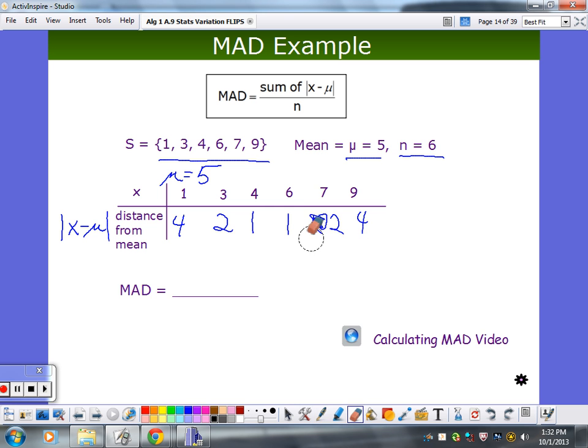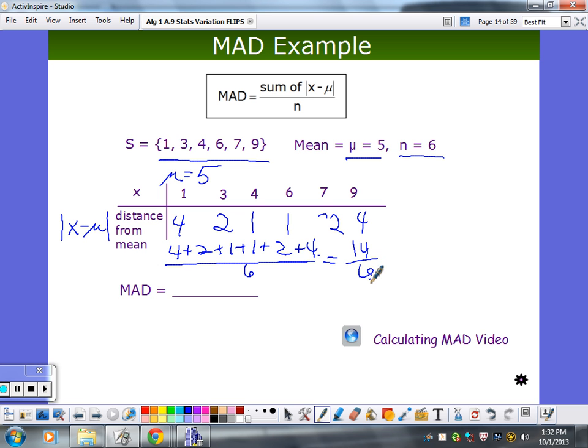So do I have all my distances? Once I have my distances, what do I do? Add them up and divide by 6, my n, because I'm taking the mean of all these points. You take 4 plus 2 plus 1 plus 1 plus 2 plus 4, divide by 6. The top adds up: 4 plus 2 is 6, plus 1 is 7, plus 1 is 8, plus 2 is 10. That's 14 over 6.